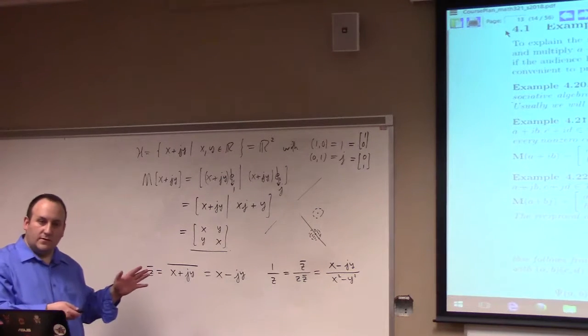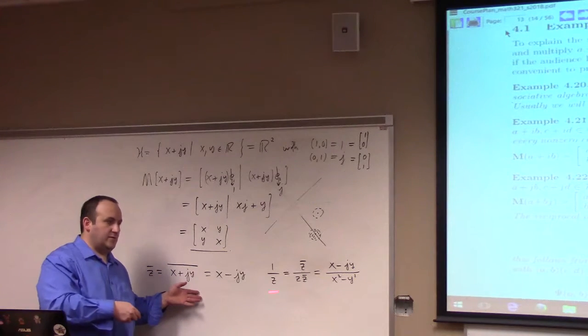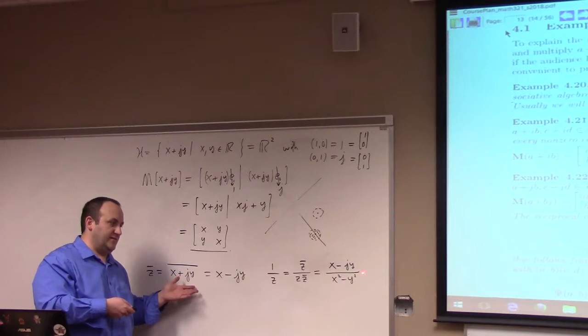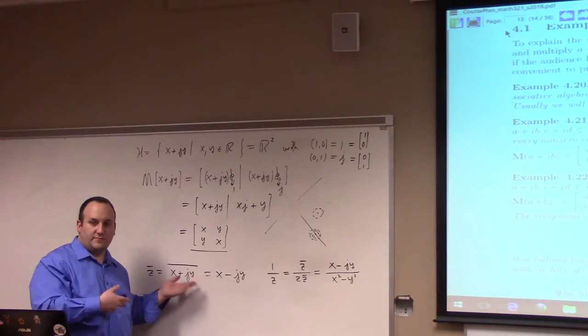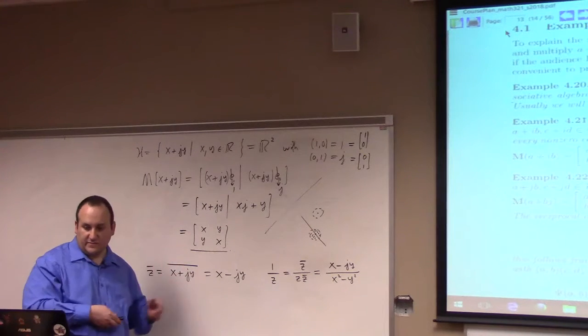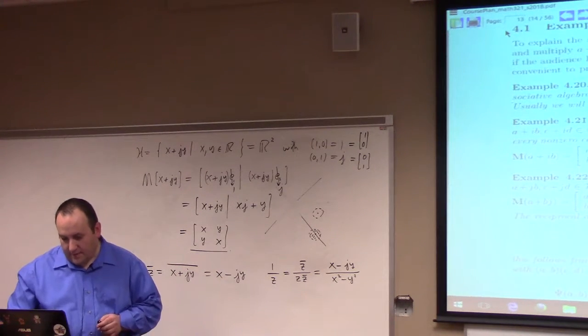Okay, so this is the reciprocal. Of course, the one case we don't have a reciprocal is if x squared is equal to y squared, then we're out of luck. That's exactly where the determinant of this is 0, which is just fitting all together, right? But there's more.